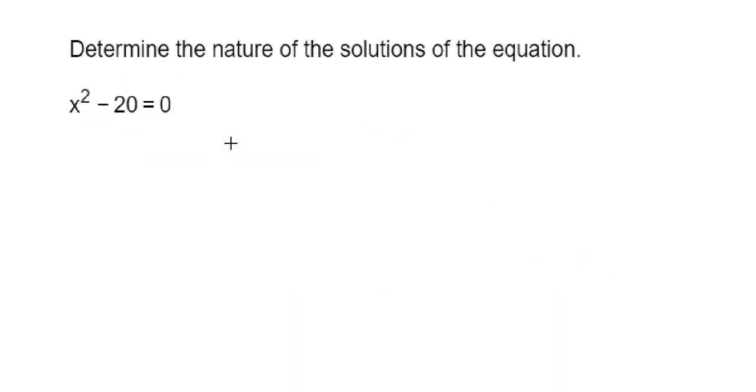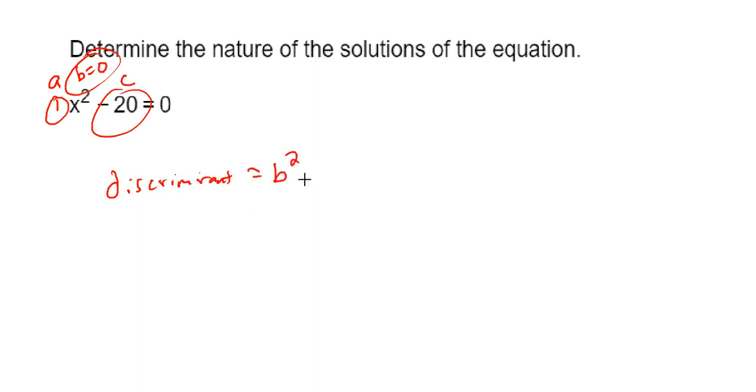All right, so we'll do the same thing here. It's already equal to 0. So a is equal to 1, and c is equal to negative 20. b is missing, so it's equal to 0, and we just want to find the discriminant here. We don't want to solve the equation, even though this one wouldn't be too hard to solve. You just add 20 to the other side and you take the square root of both sides. But we're not being asked to solve it. We just want to find the discriminant.